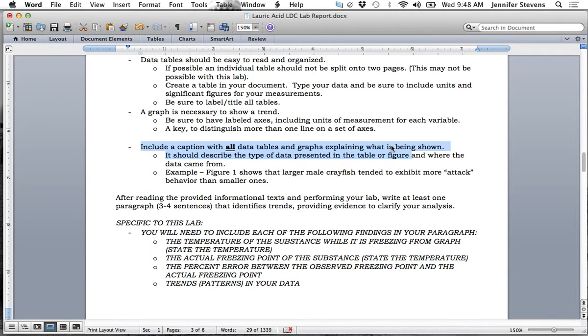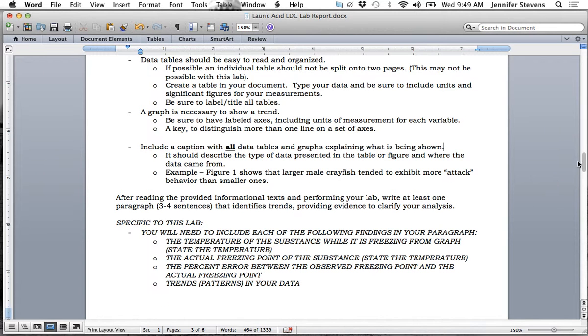Okay, so you need to make sure that you have a caption with each data table. So you're going to have one data table and one graph. All right, it needs to describe the type of data, and there's an example. Figure 1, which would be a graph, table 1 would refer to your data table, shows that a larger male crayfish tended to exhibit more attack behavior than smaller ones. Okay, so you want to generally describe what's going on with the data in terms of the data table as well as your graph. And that is something that is very, very important.